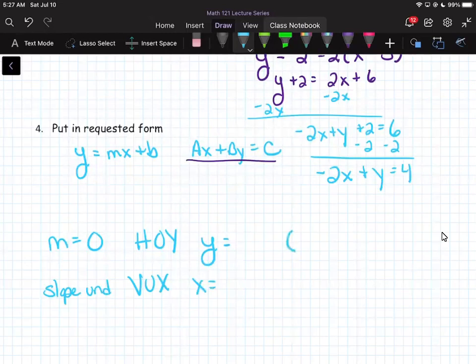Remember, in a horizontal line, the y values will be the same. So you might have something like 2, 3, 7, 3. And in a vertical line, the x values will be the same. So you might have something like -1, 5, -1, 12.